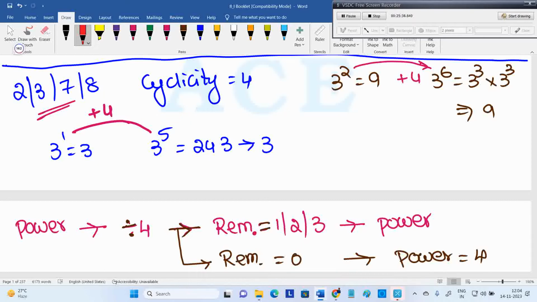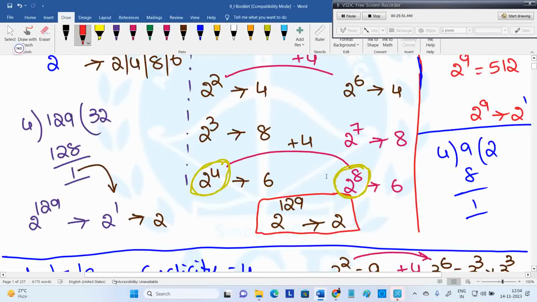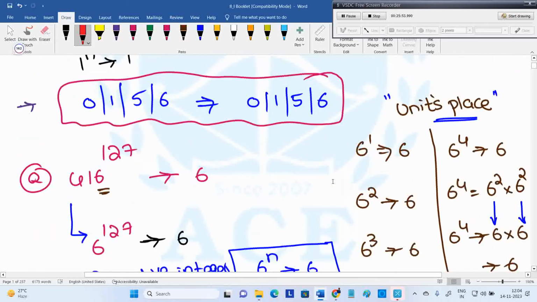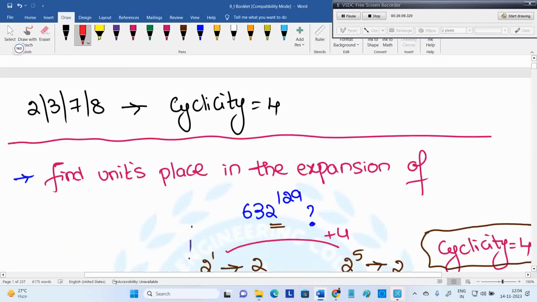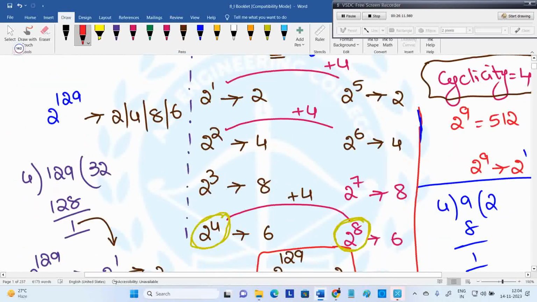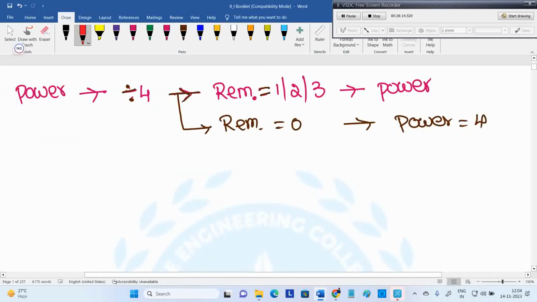Right now, what is left over? We have 0 to 9, and the units place should be occupied by 0 to 9. We are done with 0, 1, 5, 6. For 0, 1, 5, 6, the answer we already concluded is the same digit. In fact, this is called cyclicity 1. The same thing will repeat. So 0, 1, 5, 6 are completed, and 2, 3, 7, 8 are completed. 2, 3, 7, 8 have cyclicity 4.